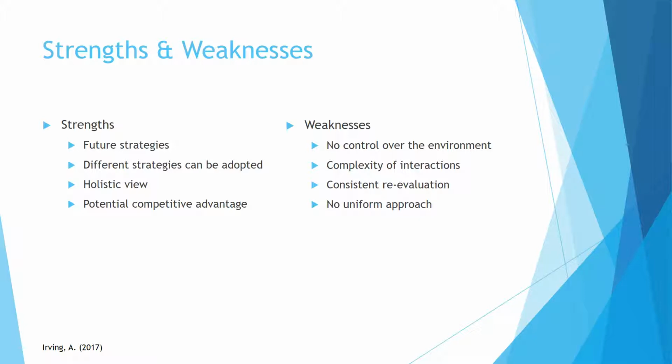Lastly, it fails to provide a uniform approach to management. Management practices change with the changes in the environment, so no standard set of principles apply to all types of organizations. Let's look at some examples to help you understand open systems mapping a little better.